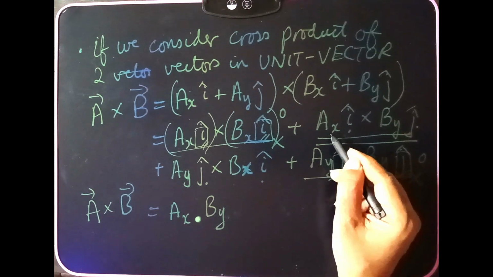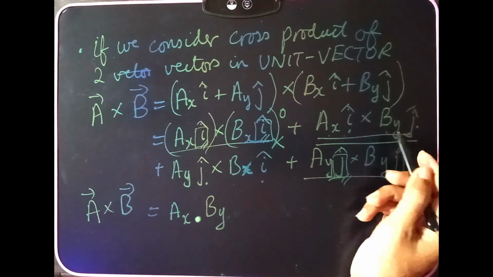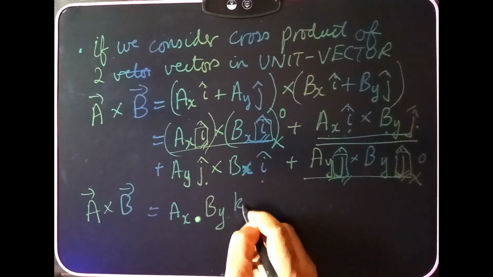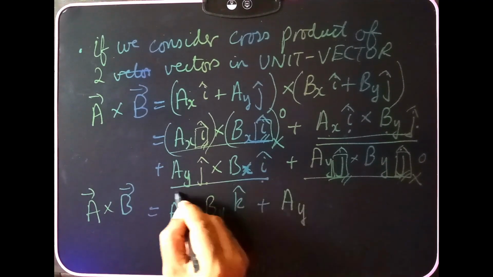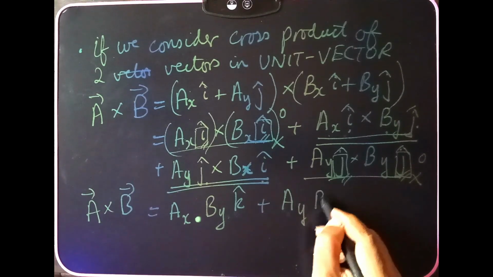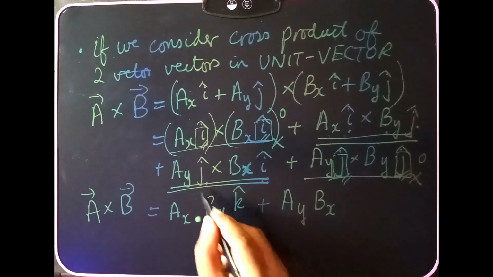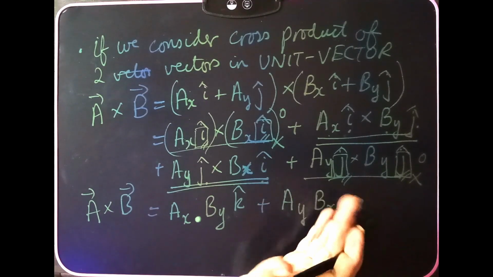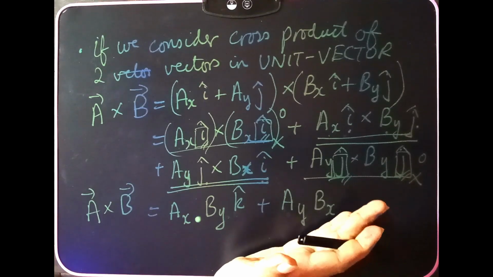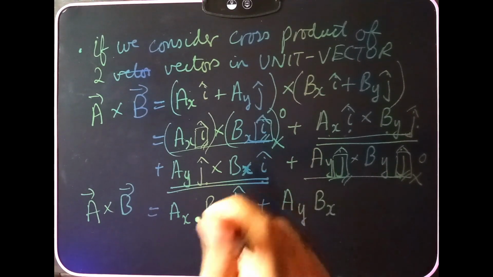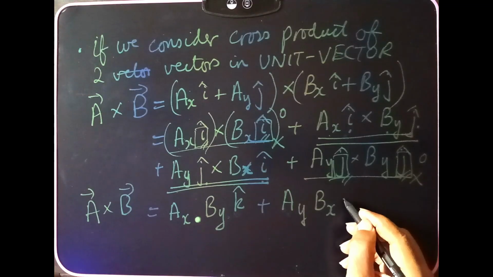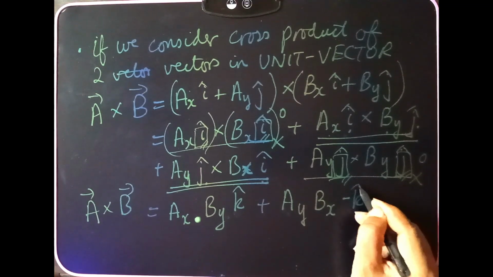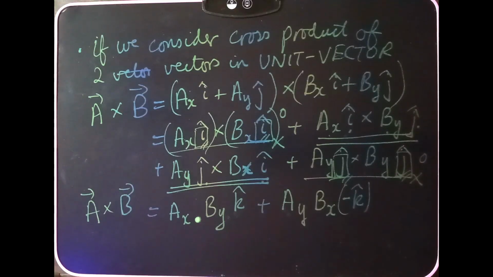So here we have Ax into By, and i cross j will be k cap, plus you will have Ay Bx, and j cross i will be what? If z is upward for i cross j, then j cross i will be downward, right? Minus k cap. This is how you are supposed to write it down.